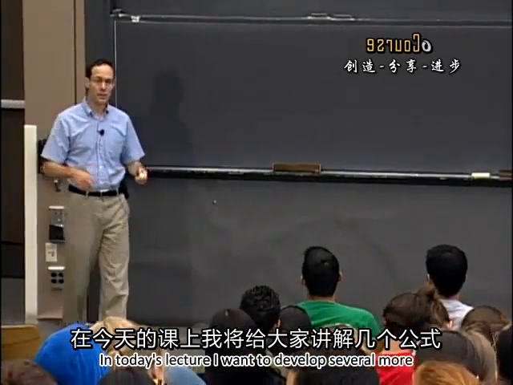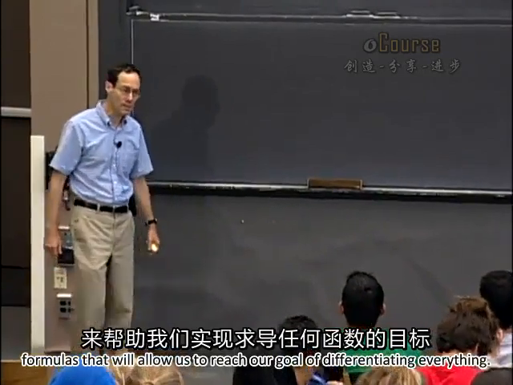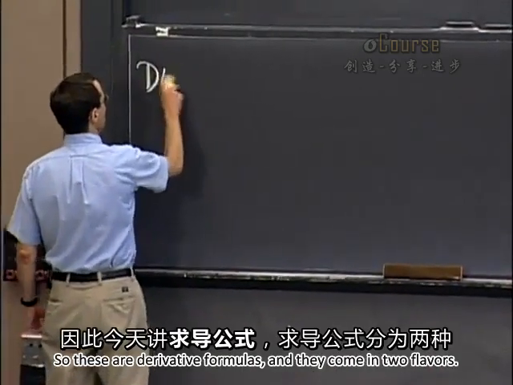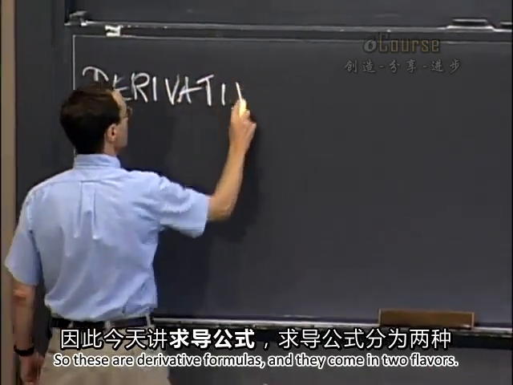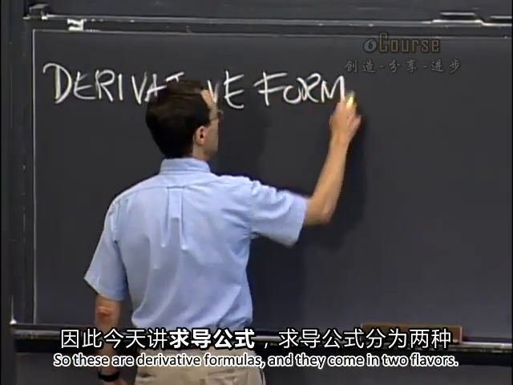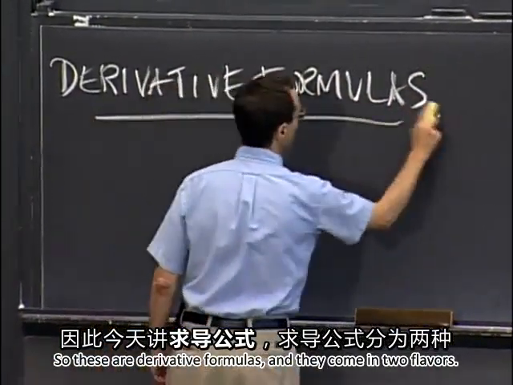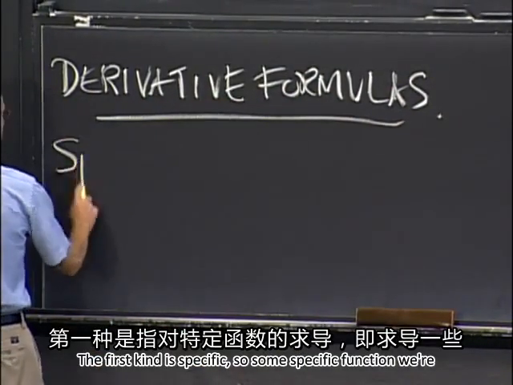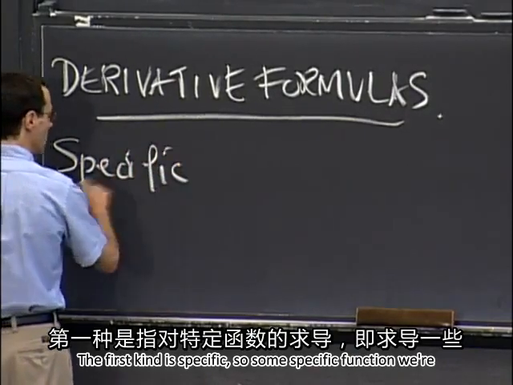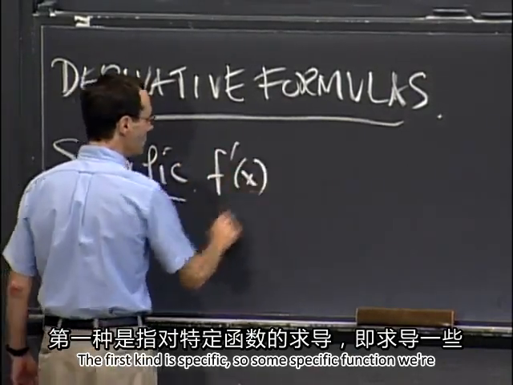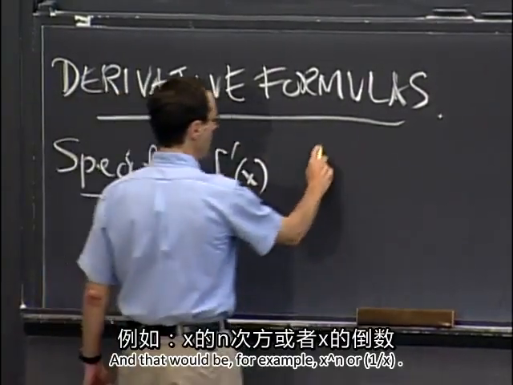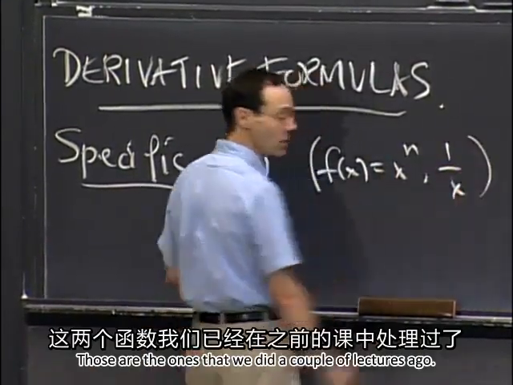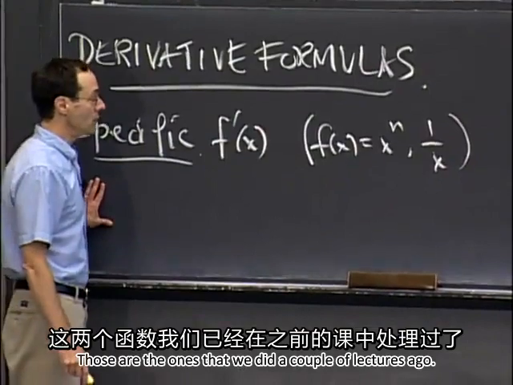In today's lecture, I want to develop several more formulas that will allow us to reach our goal of differentiating everything. So these are derivative formulas, and they come in two flavors. The first kind is specific: some specific function we're giving the derivative of, for example, x to the n or 1 over x. Those are the ones that we did a couple of lectures ago.